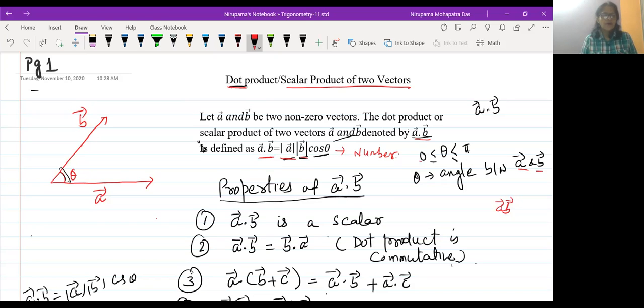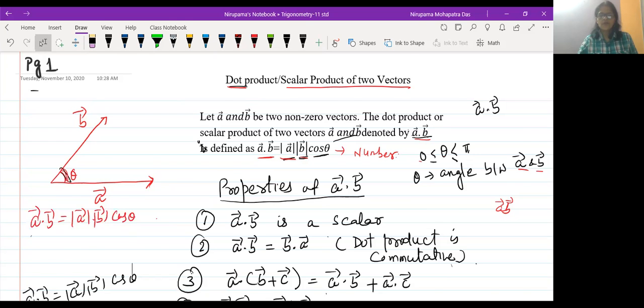Now if you have vector A like this, and vector B, theta is the angle between the two vectors. So we have A vector dot B vector equal to magnitude of A into magnitude of B into cos theta. Theta may be acute or obtuse, as I said.